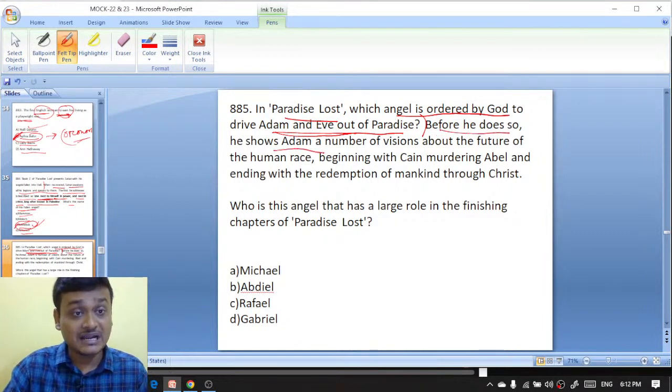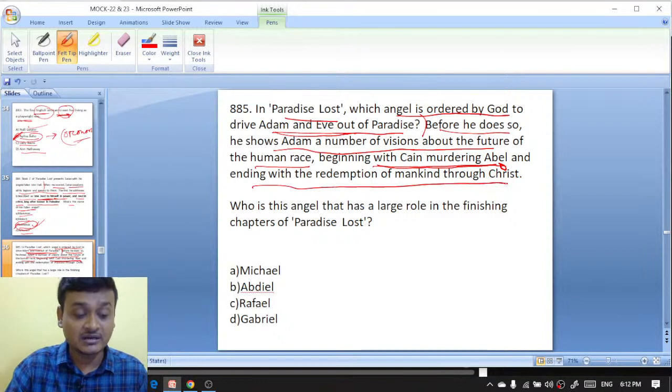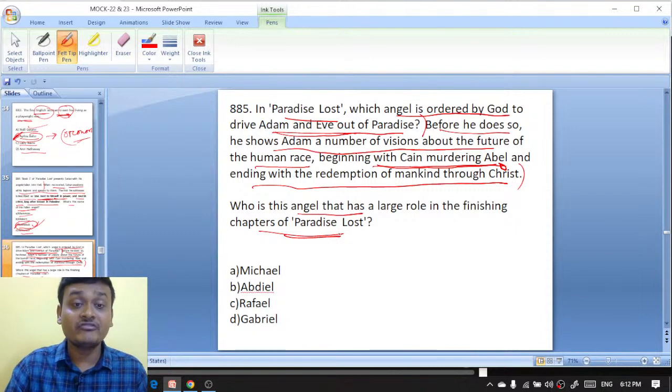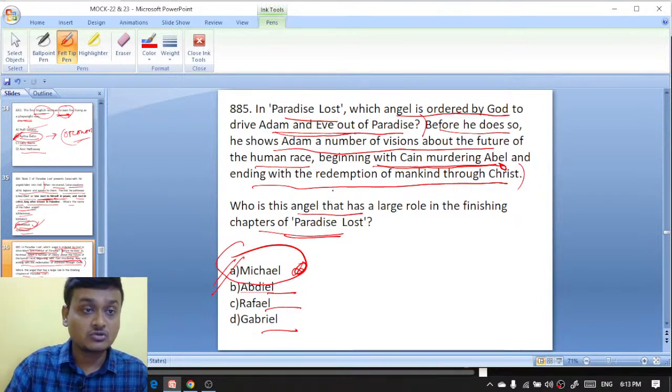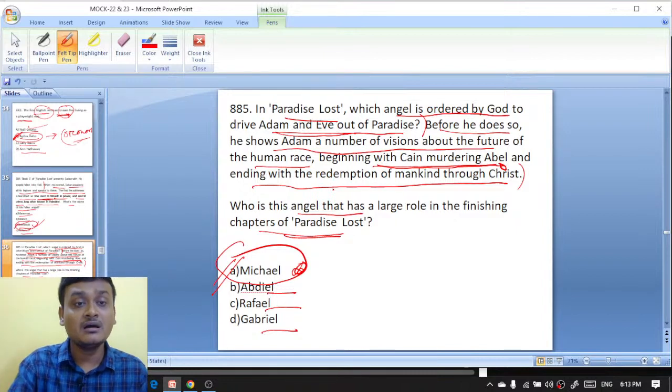Before he does so, he shows Adam a number of visions about the future of the human race, where Cain is murdering his brother Abel, and ending with the redemption of mankind through Christ. Christ will come and Christ will redeem mankind from sin. Now, who is the angel that has a large role in the finishing chapters of Paradise Lost? Michael, Abigail, Raphael, Gabriel. So it is Michael. Michael plays a major role in the finishing chapters of Paradise Lost, and God has ordered Michael to drive Adam and Eve out of the paradise.